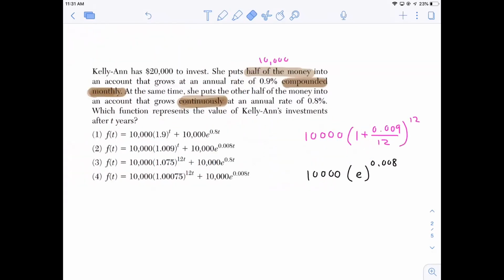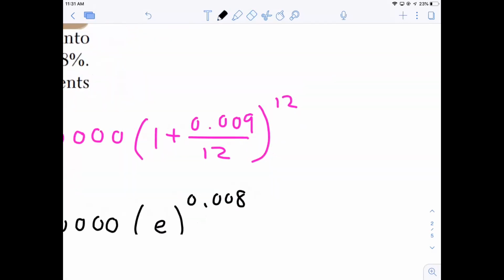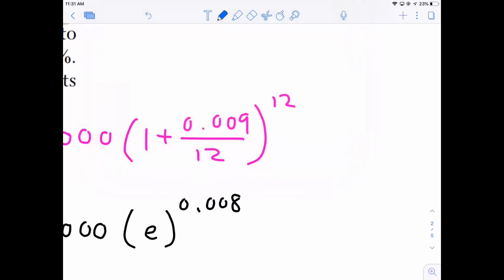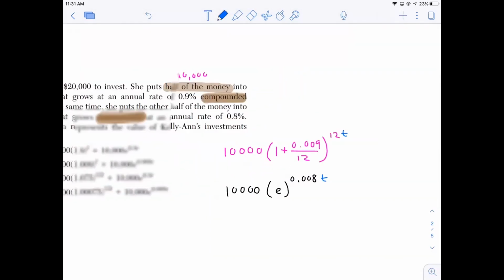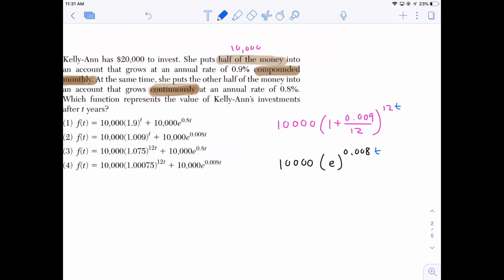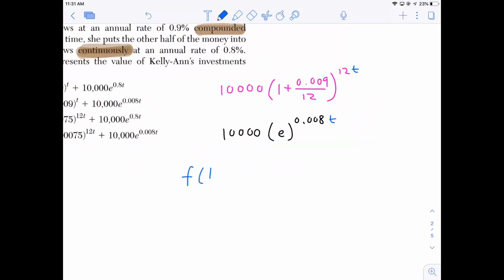Oh, so which function represents the value of Kellyanne's investments after T years? I don't know why I thought she put it in for 1 year, but if it's after T years, then that should be 12T, and that should be 0.008T. So we have to add both of these together. It looks like they're doing f of t, so f of t is going to be the sum of this plus that.